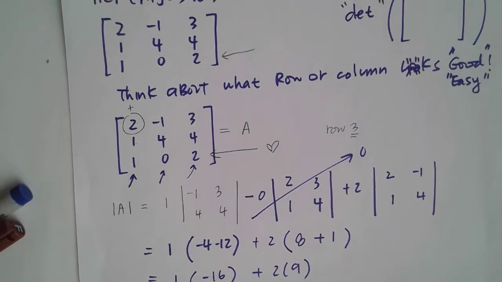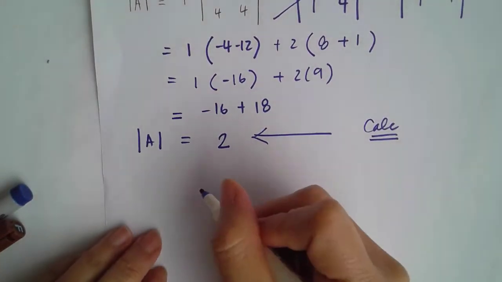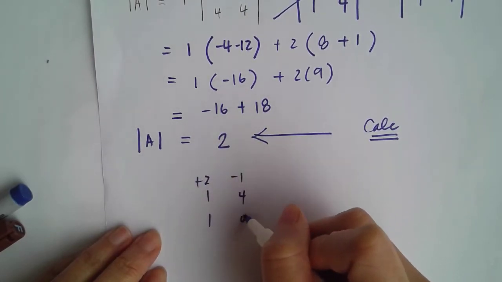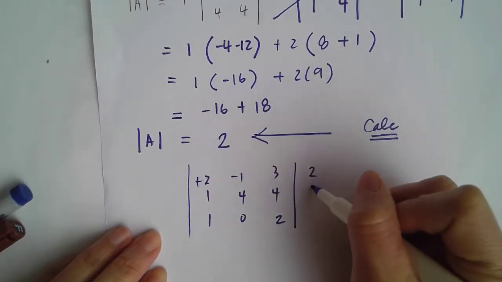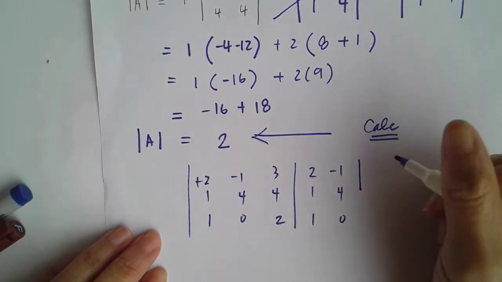Okay. You could also try doing this with your extra 2 rows, right? So you can actually go positive 2, 1, 1, negative 1, 4, 0, 3, 4, 2, right? Remember this method? 2, 1, 1, write your first and second column. Oh, don't write that, okay?